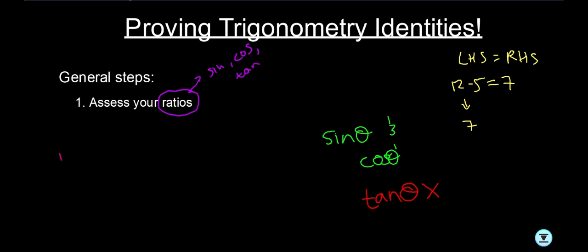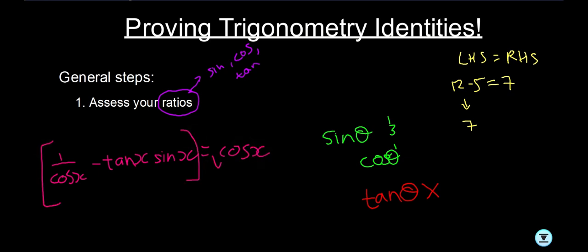Let's imagine that I have 1 over cos x minus tan x times sine x, and I want that all to equal cos x. If that's the question, then I know I need to manipulate my left-hand side to make it look exactly like my right-hand side. Now, as you can see, we're working with sine and cos. Yippee! Remember, we love our sine and cos, but we don't like tan.